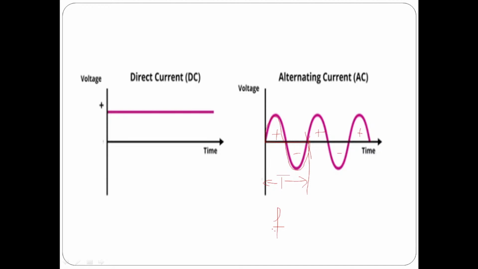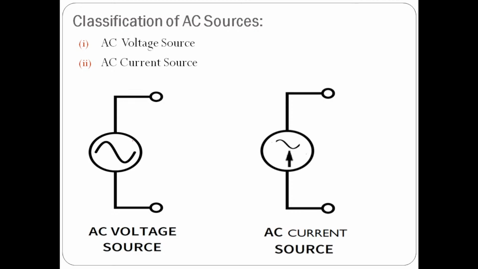Let us see how they are represented, whether it is an AC voltage source or an AC current source. I am talking about the symbolic representation of these sources. If it is an AC voltage source, it is represented by a circle with a sine wave inside, and if it is an AC current source, it is represented by a circle with a sine wave as well as an arrow mark.